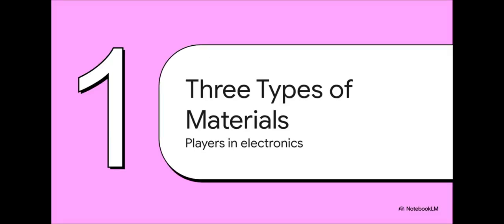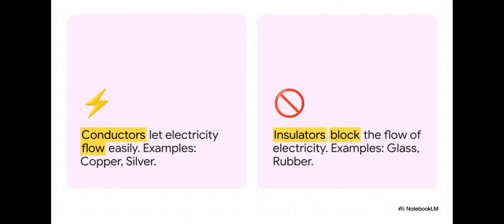Okay, first things first. We need to get to know the three main players in the electronics game. And really, they're all defined by one super simple idea: how easily they let electricity flow through them. So, on one side, you've got your conductors, like copper. Just think of them as a massive 8-lane superhighway where electricity can just zoom along no problem. Then, on the complete other end of the spectrum, you have insulators. Think the rubber on a power cord. They're a total dead end, a complete roadblock.